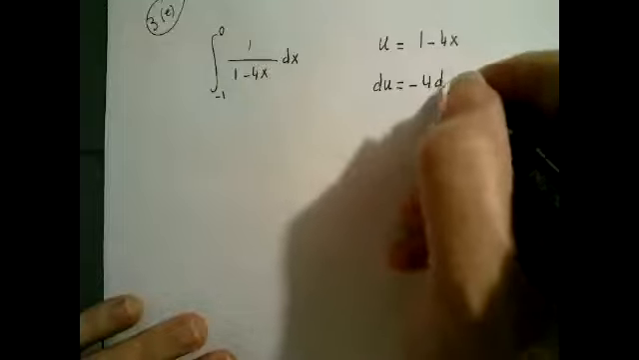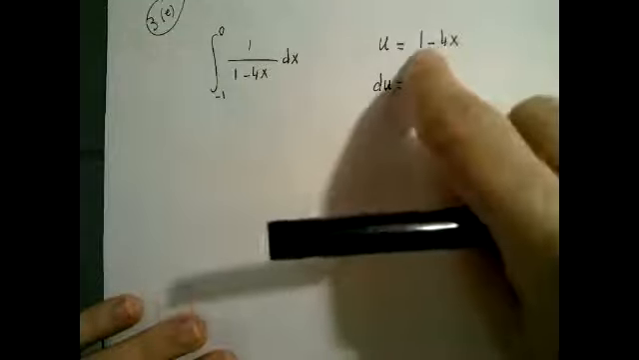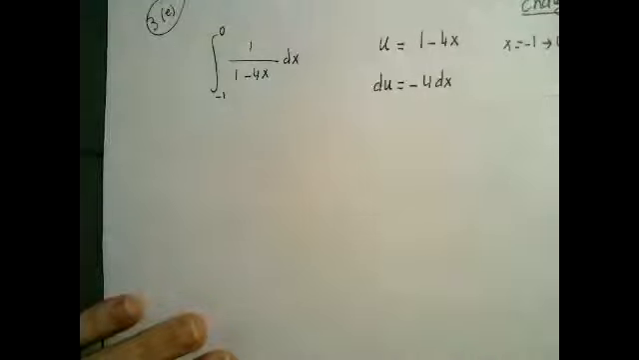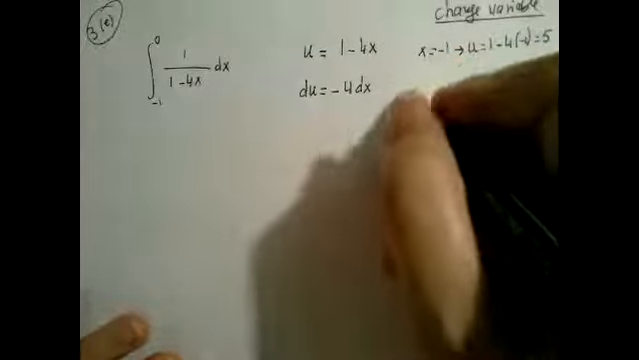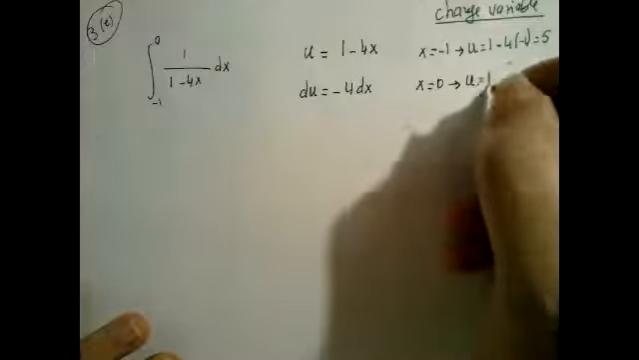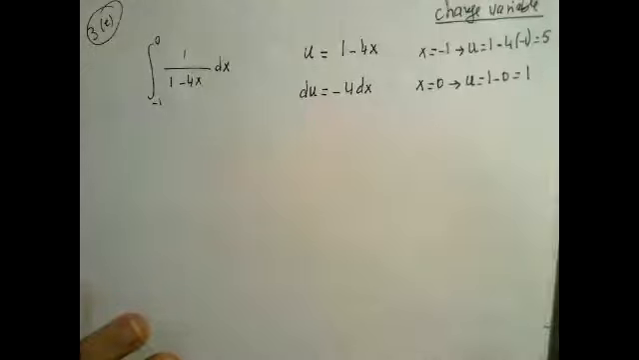Minus 4 dx. Okay, the derivative of 1 is 0, minus derivative of 4x is minus 4 dx. Now we change the variable. When x is minus 1, the u is 1 minus 4 times minus 1, which is equal to 5. When x takes the value 0, my u is 1 minus 0, which is equal to 1.